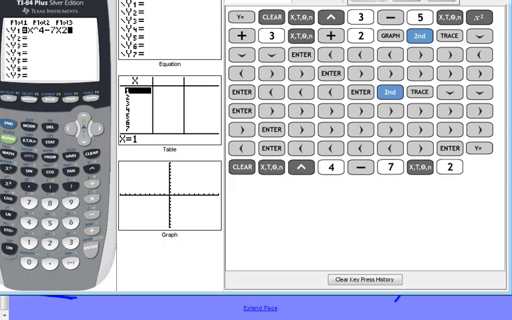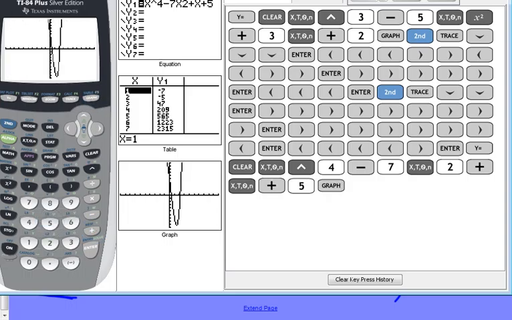Then we're going to add an x. And lastly, add 5. And now we're going to graph. As you can see here, oh, whoopsie, I must have pressed the wrong button in my calculator. Let me see this again here.